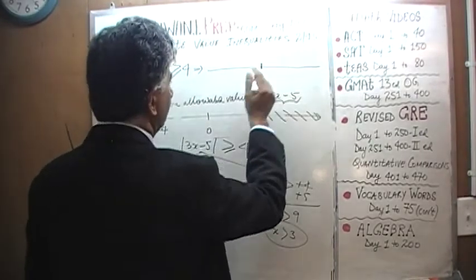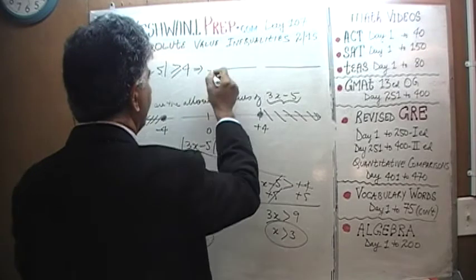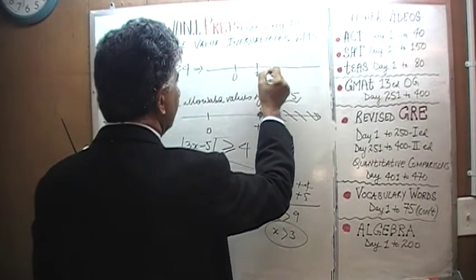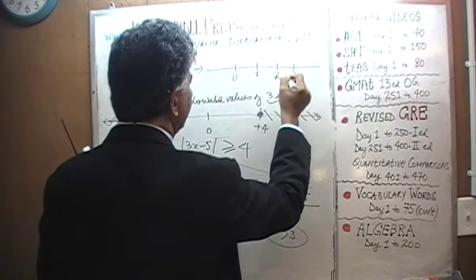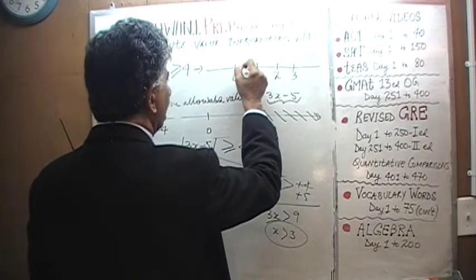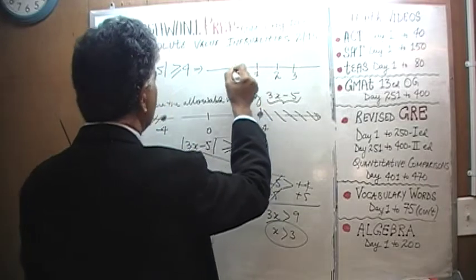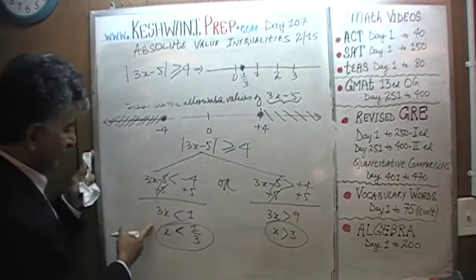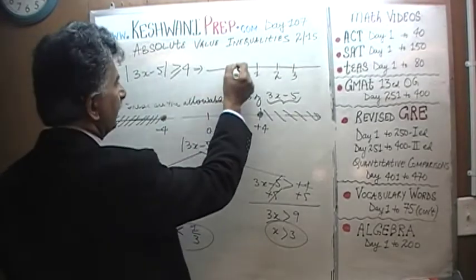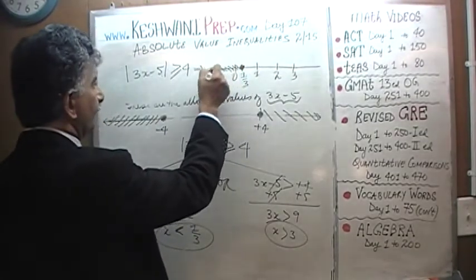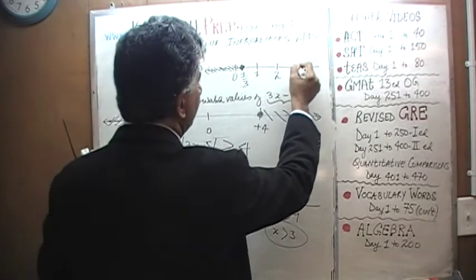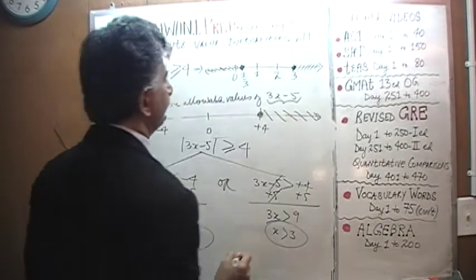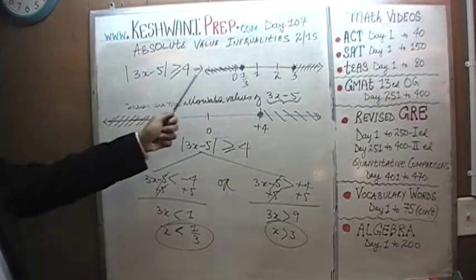Here is our 0. Here is our 1. Here is our 2. And here is our 3. 1/3 is going to be somewhere here. Again, it's going to be a closed circle because we have an equal sign. And here is the 1/3. It has to be less than 1/3, so it's going to go from here. And it has to be more than 3. Again, the closed circle. And that is the final solution.